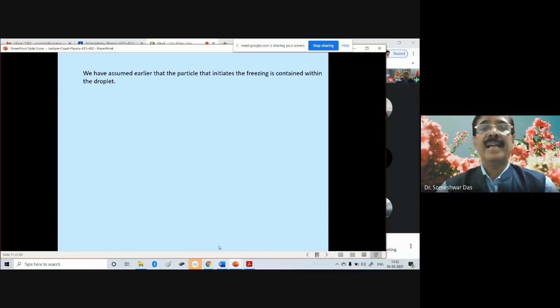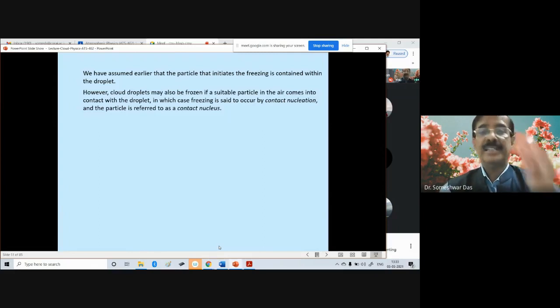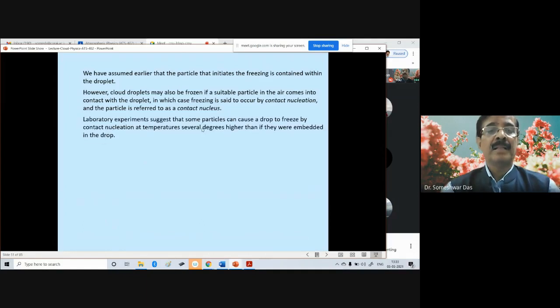We have assumed earlier that the particles that initiate the freezing are contained within the droplets. Okay, the ice nuclei are contained within the droplets. However, cloud droplets may also be frozen if a suitable particle in the air comes into contact with the droplet, in which case freezing is said to occur by contact nucleation. Okay, in that case, freezing occurs because of contact nucleation, and the particle is referred to as the contact nucleus. Okay, contact nucleus.